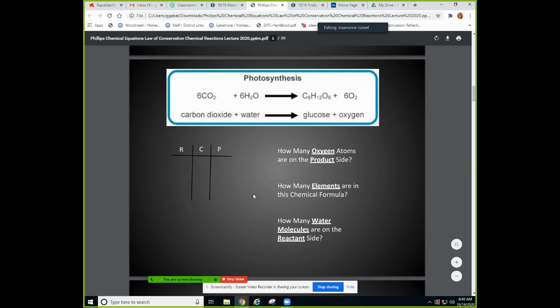The final question, and I'm going to pause to let you answer, is how many molecules of water are on the reactant side? What determines the number of molecules or groups? 6 molecules of water. So you have to use the coefficient to identify the number of molecules, and then we know H2O is water.